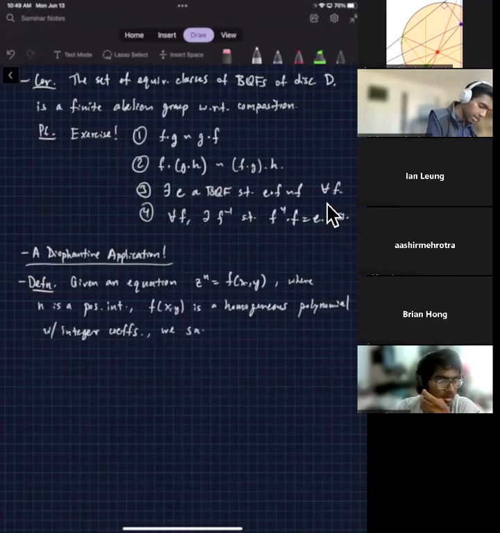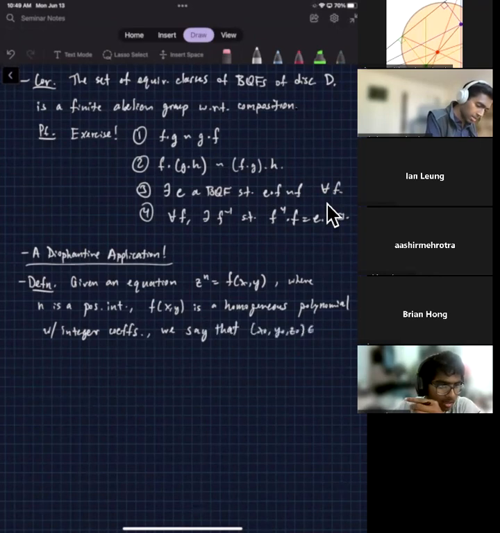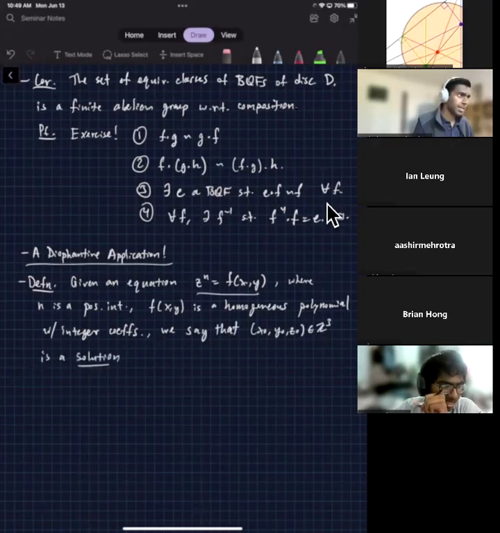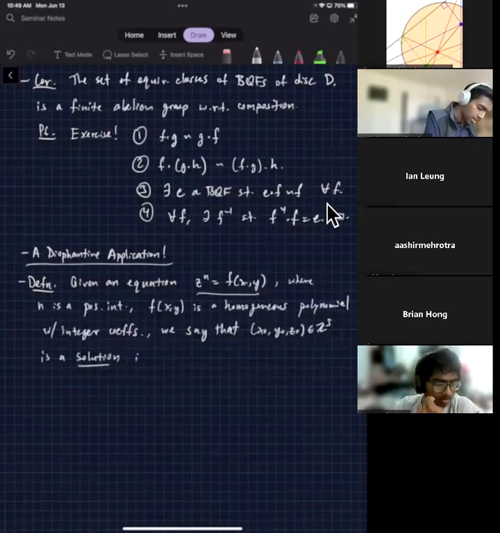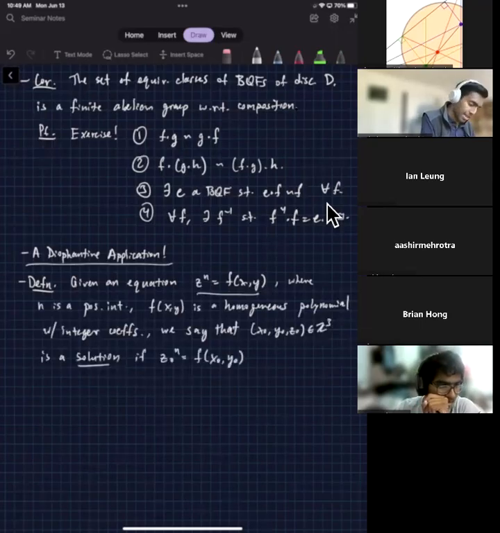We say that a triple of integers x naught, y naught, z naught is a solution to the equation z to the n equals f of x, y if z naught to the n equals f of x naught, y naught, and the GCD of x naught and y naught equals 1. Okay.